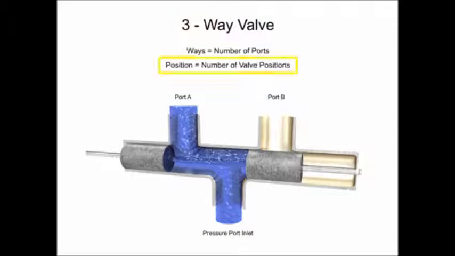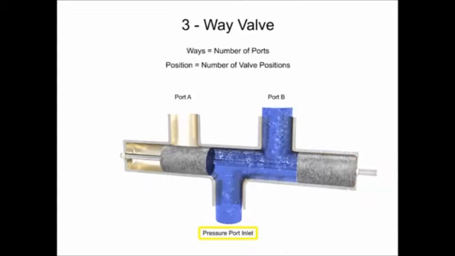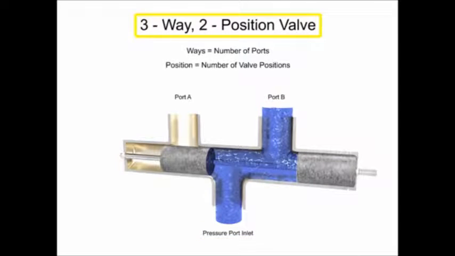The term position refers to the number of discrete operating positions of the internal valve element. For this spool valve, one position allows fluid to flow from the inlet to port A, and a second position allows fluid to flow from the inlet to port B. Therefore, this is a two-position valve.